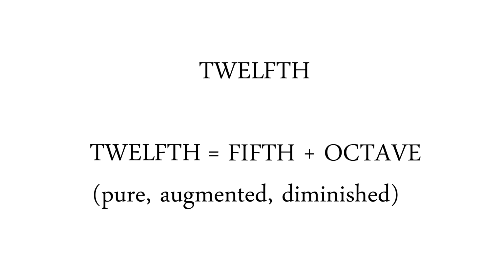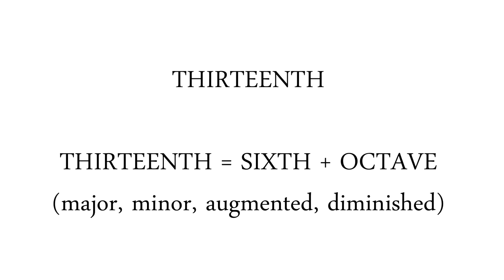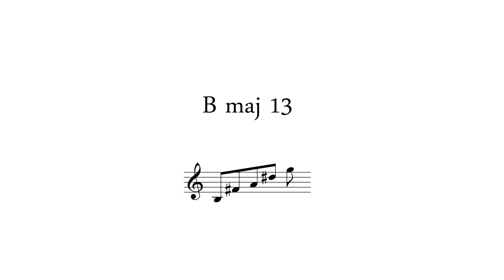The 12th, of course, is a fifth plus an octave, and it can be pure, augmented or diminished. And a 13th, that's a sixth plus an octave, and it can be major, minor, augmented or diminished. It's just the same as the sixth. This is a B major chord with the 13th, G. So B13.